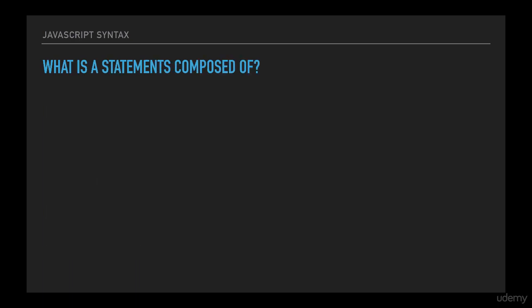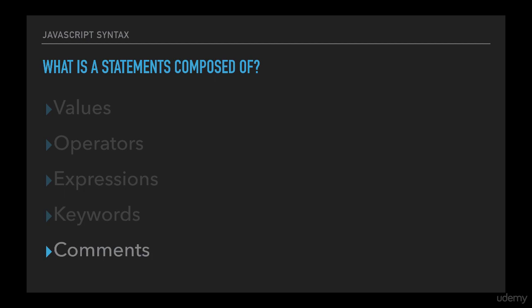What is a statement composed of? Well, there are multiple things that become a part of a statement in a programming language. The first one is values, which means there are certain values that will be there in the statement. The next is operators. The other one is expressions. The next is keywords. And last but not the least is comments. We will be going over each and every item in detail.